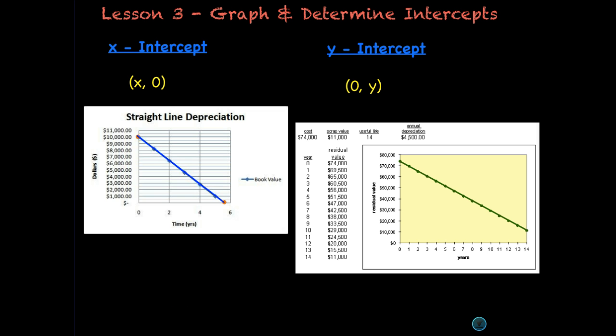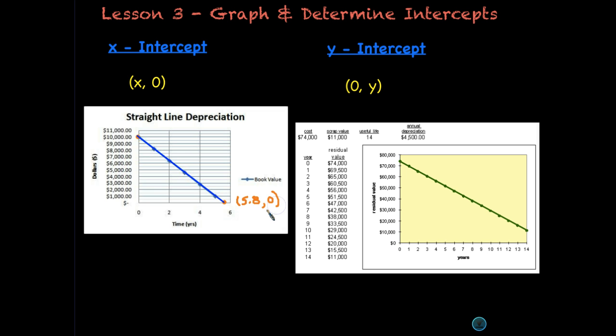Well, typically x-intercepts we can think of as always some number, comma 0. And it's always going to be comma 0 because anywhere along the x-axis, y is 0. So for example, in this situation, where this dot is, it's almost 6, but it's not quite 6. So I would say that perhaps our x-intercept is somewhere around maybe 5.8 years.